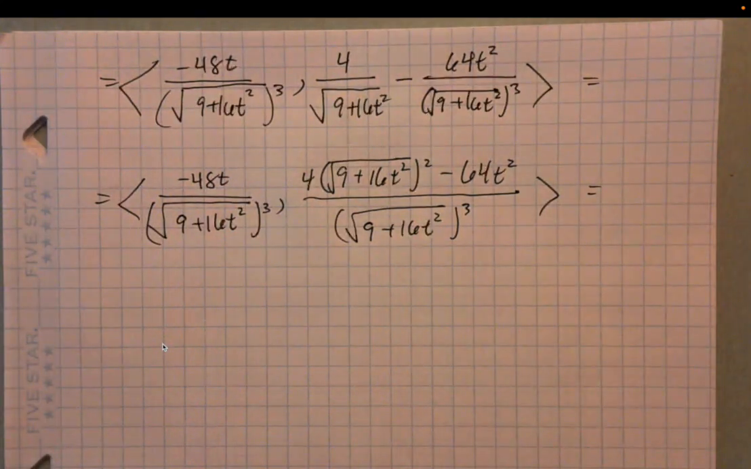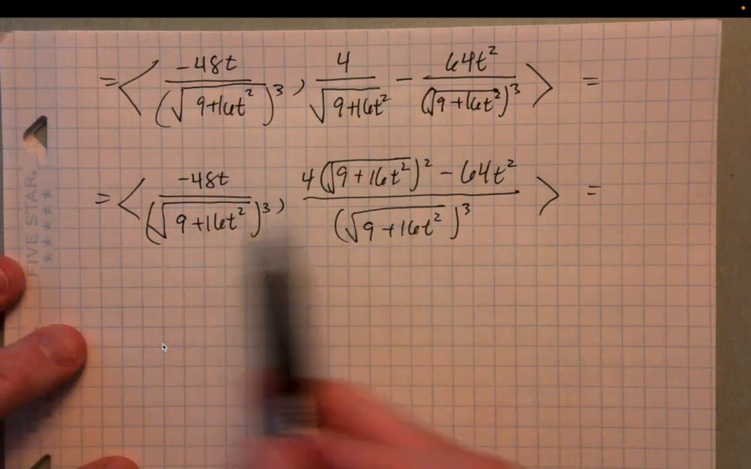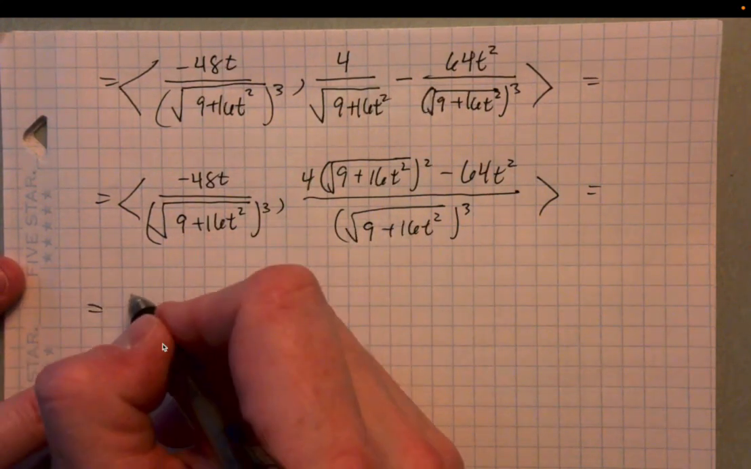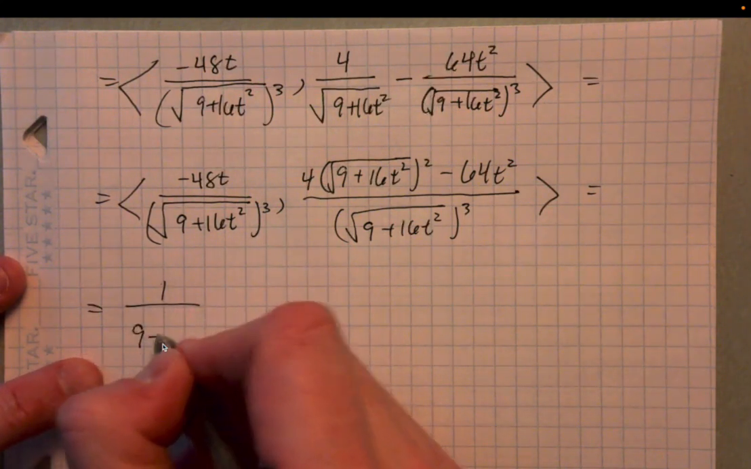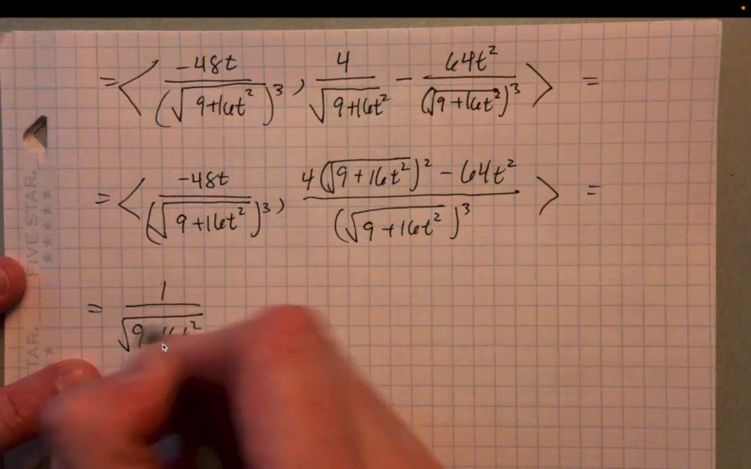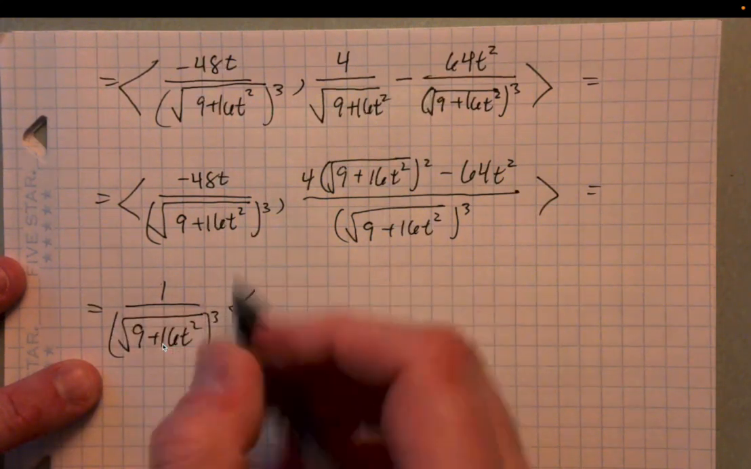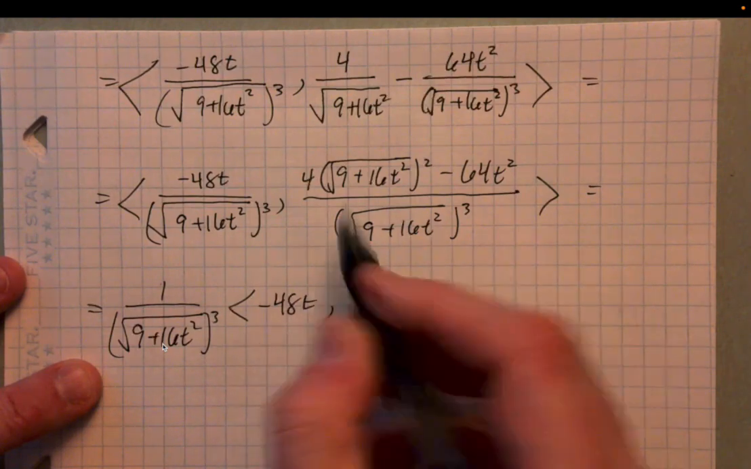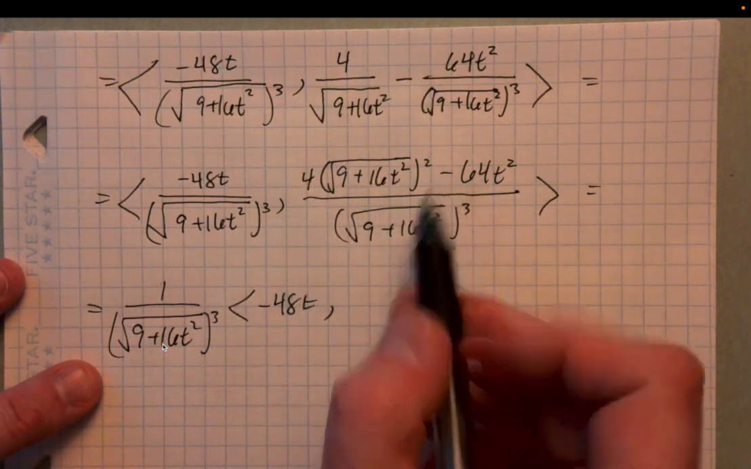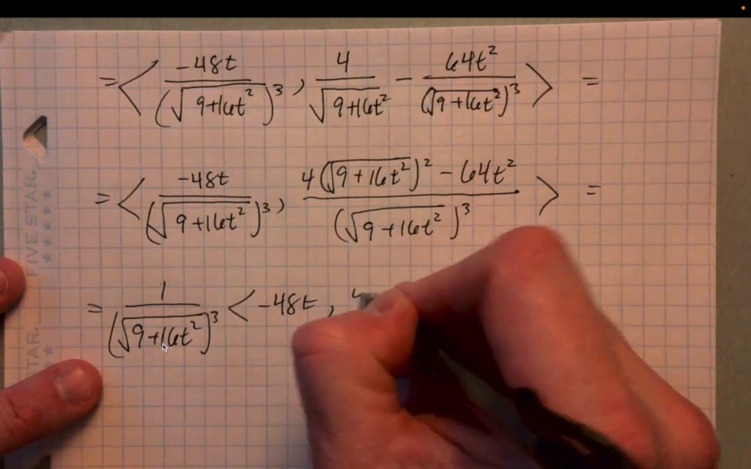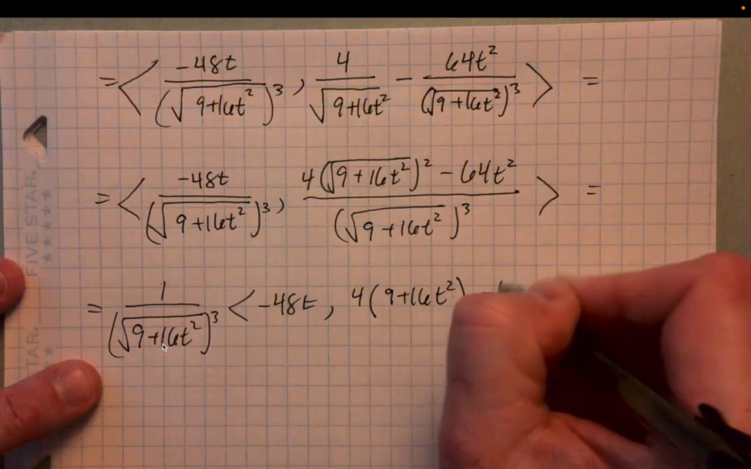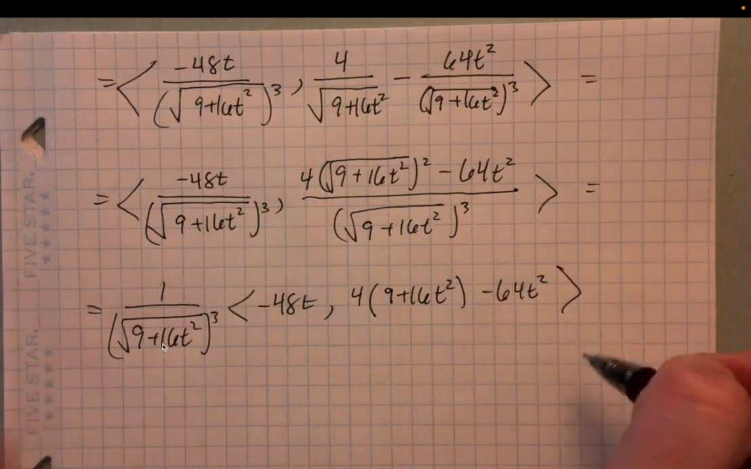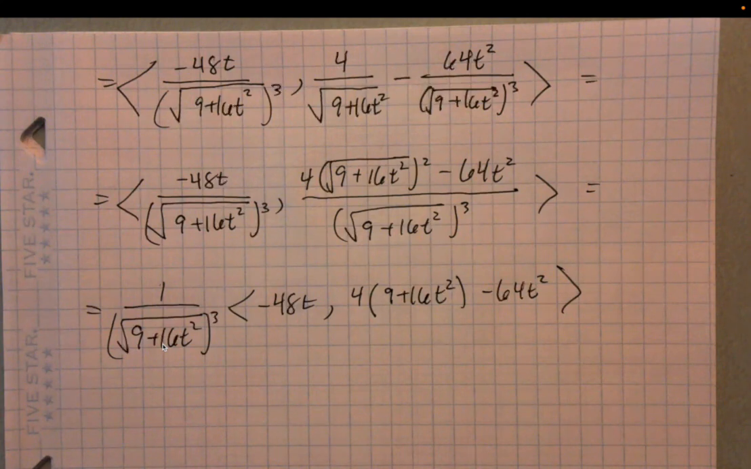All right. And at this point, we can pull this out of the denominator, and that kind of makes our lives a lot easier. So 1 over 9 plus 16t squared square root cubed, and then the vector is just negative 48t, and then this is going to be this whole thing here. So this is the square root squared, so this will be just 4 times 9 plus 16t squared minus 64t squared. This one looks like that. No problem.